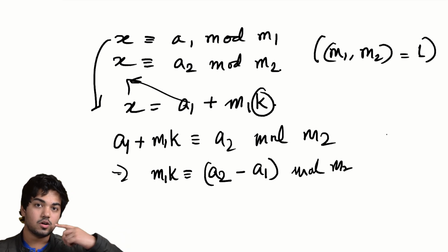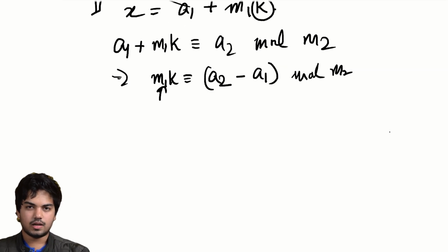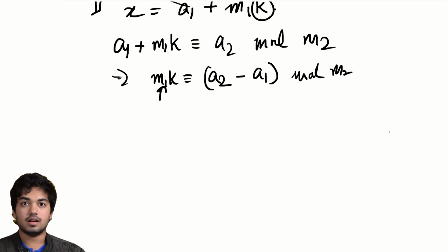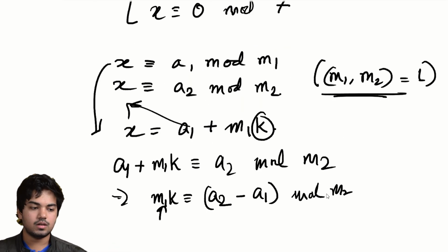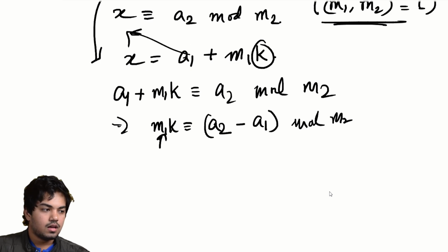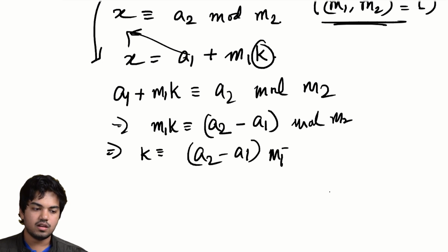This is where our learning of inverses will come in handy. This k is coupled with this m1. I want to take it out. It would be great if I could divide by m1 on both sides. I can, because m1 and m2 are coprime. So I can talk about 1 by m1, and here I can cancel it. So k is congruent to a2 minus a1 times m1 inverse, which I know exists, mod m2.